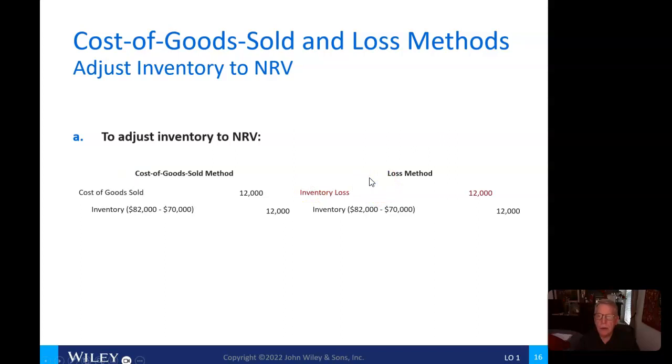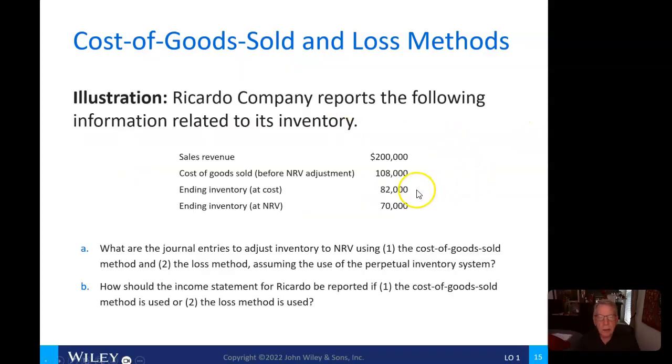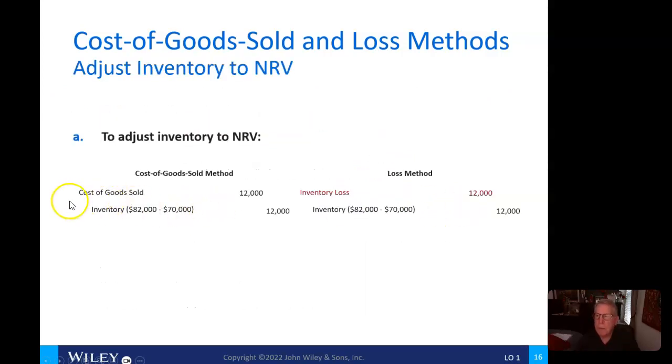So cost of goods sold, let's go back. Here's our 82,000 and the 70,000. So our cost is greater than our net realizable value. So we're going to write this inventory down by $12,000. So here we're going to debit cost of goods sold and credit inventory for $12,000.